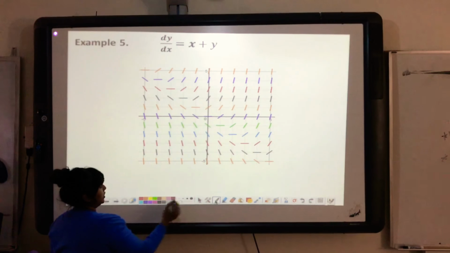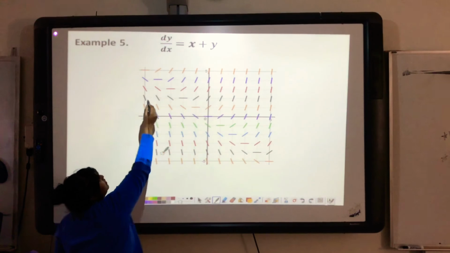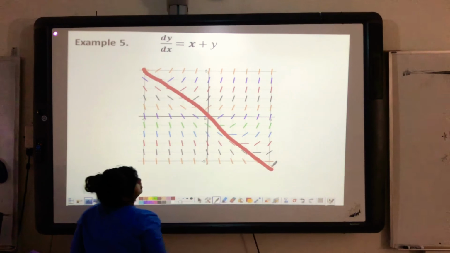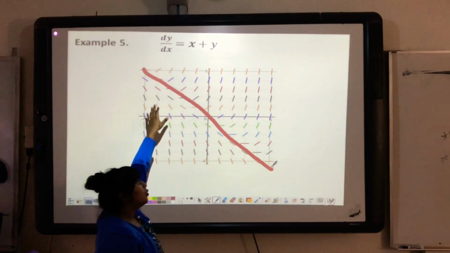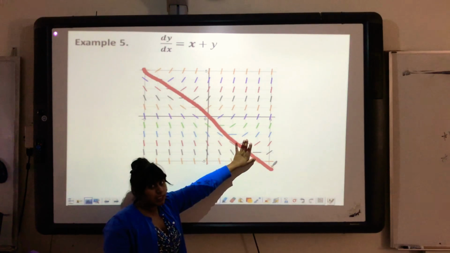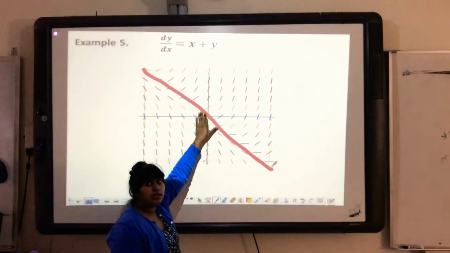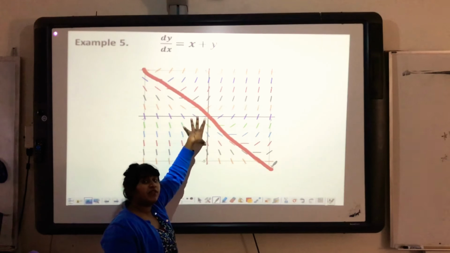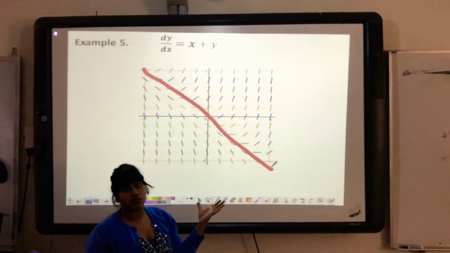And one really cool thing to kind of note here is that along this line, where my slopes were 0, kind of drew it crappy, but what line did I just create? Is that the linear line y equals negative x? Yes, it is. So we can extrapolate what this slope field was. We can figure out its equation based off of the actual slope field.